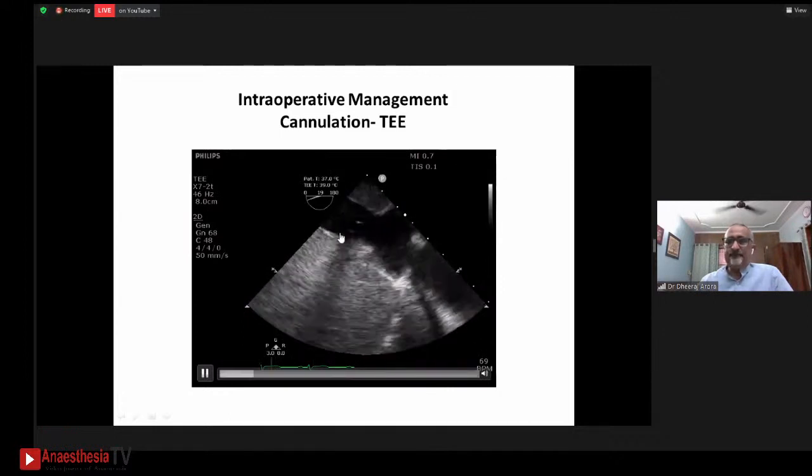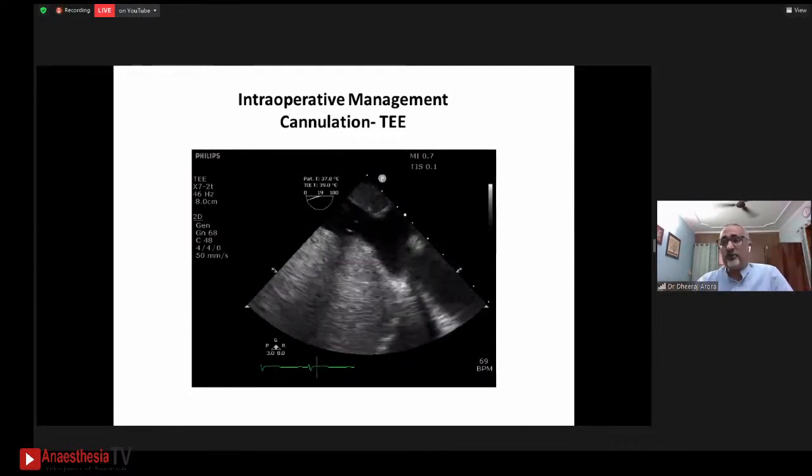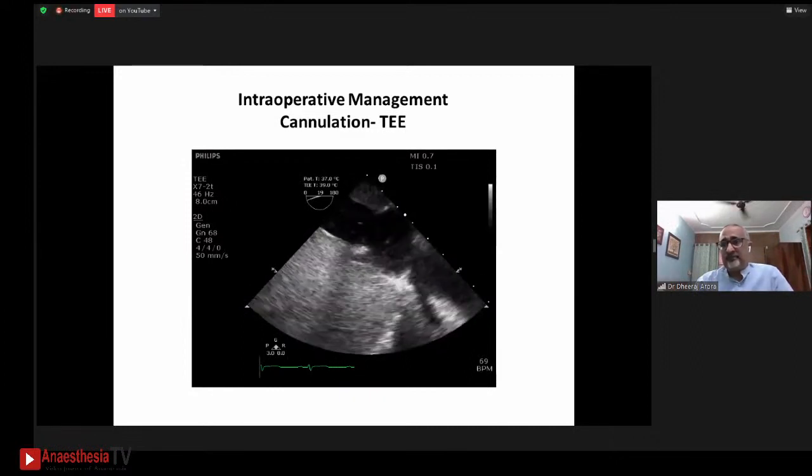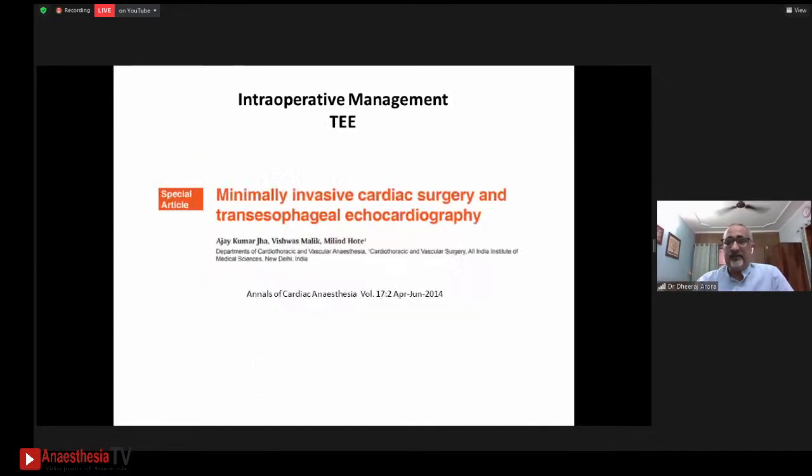This is the hepatic vein. Again, we have to confirm the position because, whenever we are opening the right atrium, the IVC cannula and the SVC cannula should not be visible in the right atrium. And this is a view. This is the descending thoracic aorta. We have to check the position of the guide wire whenever we are putting the arterial cannula in.